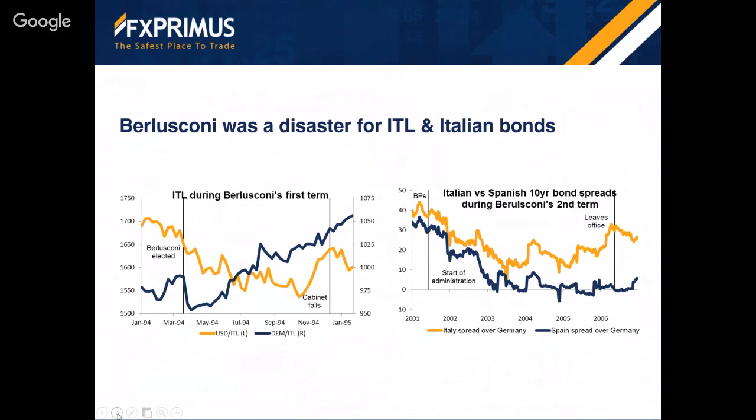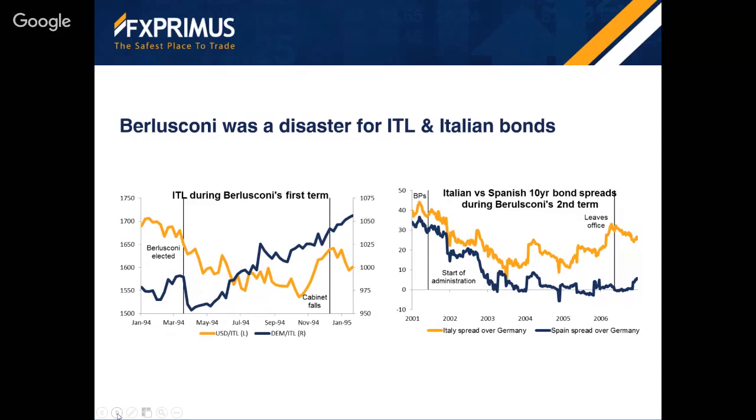If we look at the graph on the left, it shows the Italian lira during Berlusconi's first term. Okay, the lira actually gained against the dollar, that's the yellow line, but the dollar was generally weak. If we look at the lira against the Deutschmark, that's the blue line, we can see that pretty much right after Berlusconi was elected, it started weakening and weakening, and just kept weakening. Of course, the lira was always a weak currency, so I'm not sure that that's conclusive.